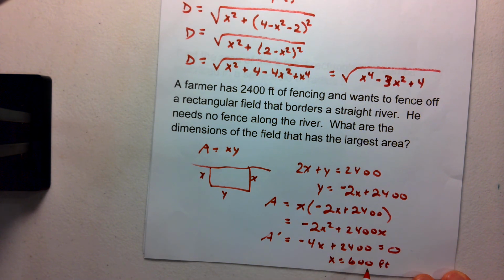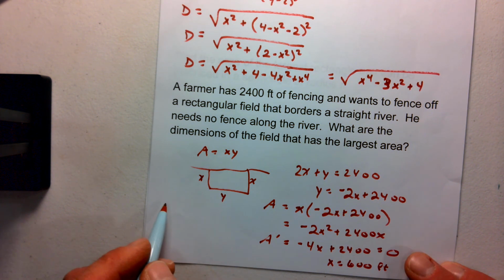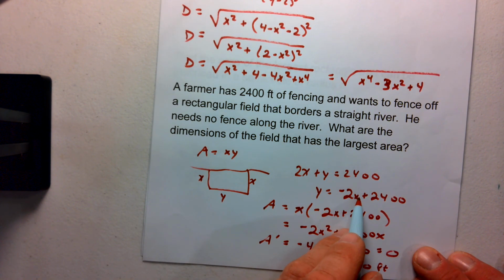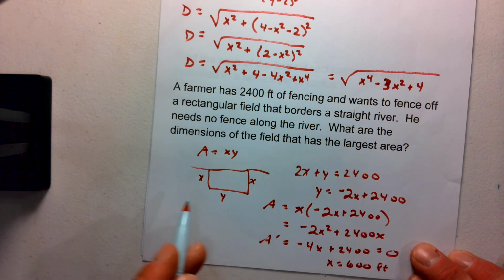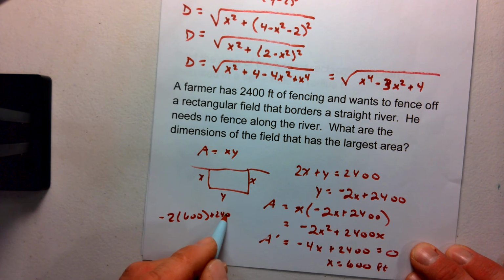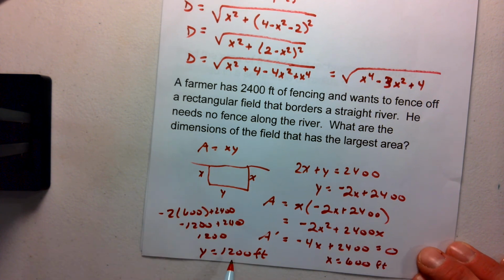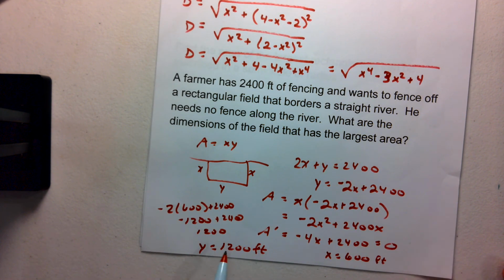Again, we only have one critical value, so that's going to be where our maximum area is going to occur. So when x equals 600, can we find our y value? We know that y equals negative 2 times that x value plus 2400. So if I plug in 600, I get negative 2 times 600 plus 2400. Add that together: negative 1200 plus 2400, or 1200. So our y value is going to be 1200 feet. So in order to maximize our area, we're looking at a region that is 600 feet by 1200 feet.